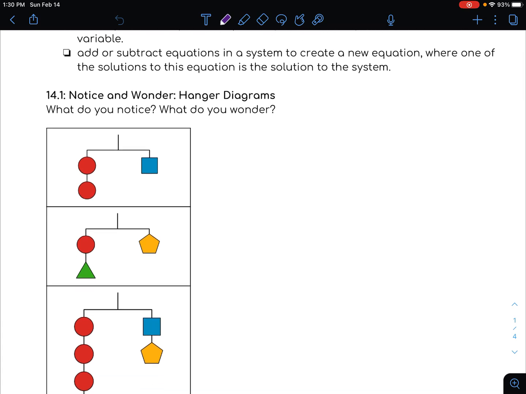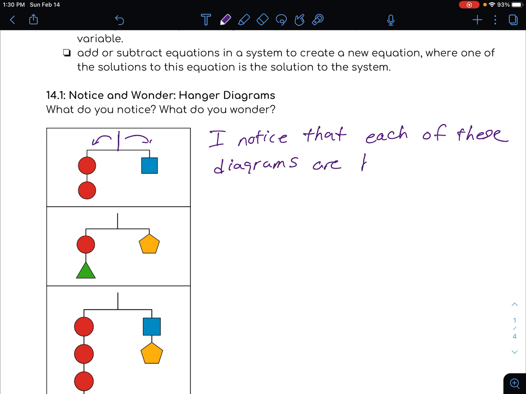So basically these are scales. They kind of look like scales, with one side of the scale and then the other side of the scale. And I noticed that the diagrams, or the scales, are balanced. Let me just say I notice that each of these diagrams are balanced. So the left side is balanced out with the right side, and it's kind of equal straight across.